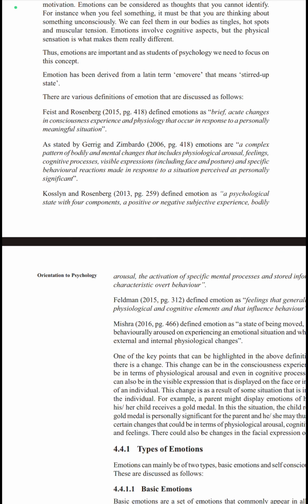Feast and Rosenberg defined emotions as brief, acute changes in conscious experience and physiology that occur in response to a personally meaningful situation. So they said that emotions are brief, that is short-term, acute changes, major changes in your conscious experience. How do I define conscious experience? It is basically all the things that you are doing with your mind, like thinking about something and then doing it. It's not like everything is happening unconsciously. All those things that you do while you are awake and aware of them are your conscious experience.